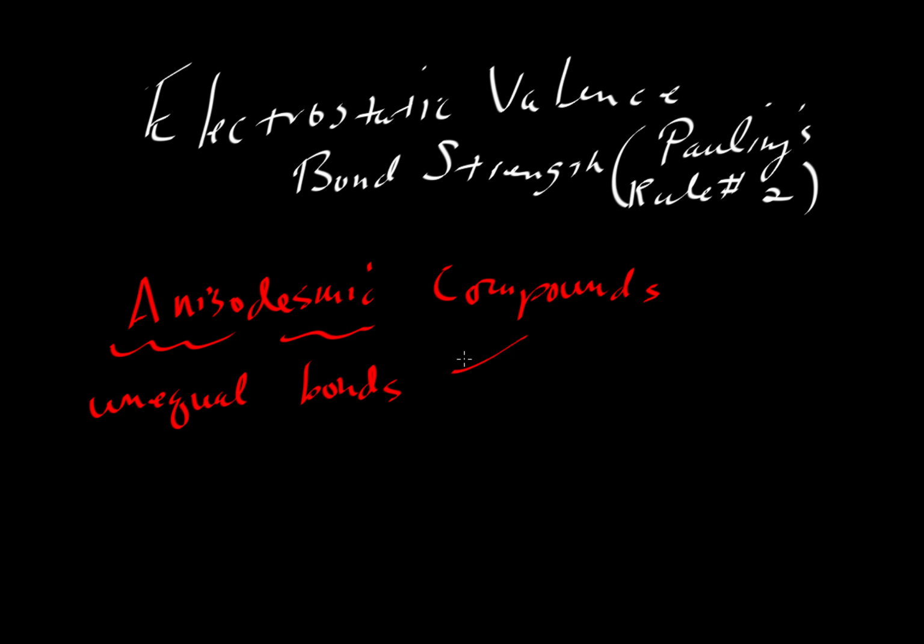So we are looking at compounds that have unequal bonds, where the bonds are not equal in strength. That's the way in which they are unequal. And we were going to look at carbonates as an example. Let's erase the chalkboard. So for the carbonates, they are based on the anionic complex CO3.